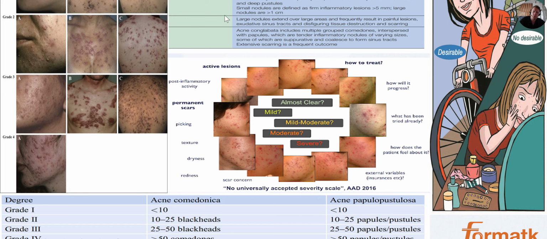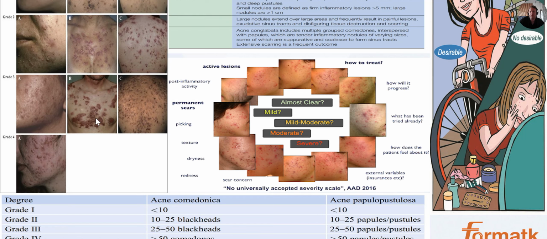Newer attempts to do classification look at the size of the nodules, and not just the numbers. So if you have a lot of inflammatory lesions that are above 5 millimeters, or one big nodule that is more than 1 centimeter, it's enough to make you go into the more severe types of acne, and not just by the total number of skin lesions. So even one can be very severe, or a group of ones that are distributed on a specific area, like you have here, for example.